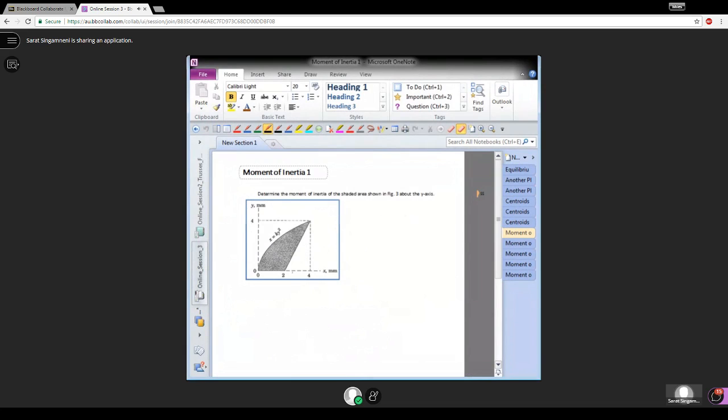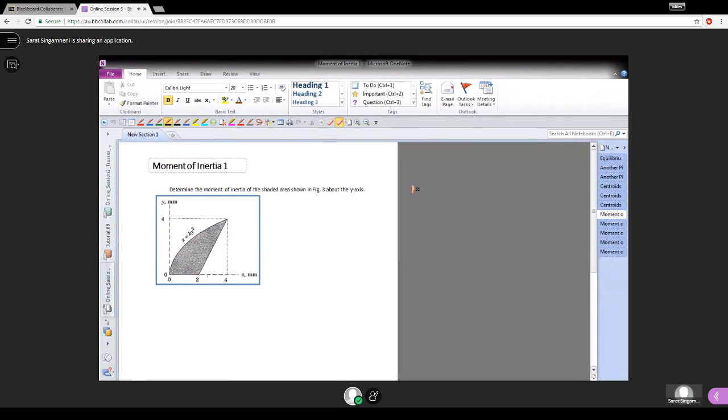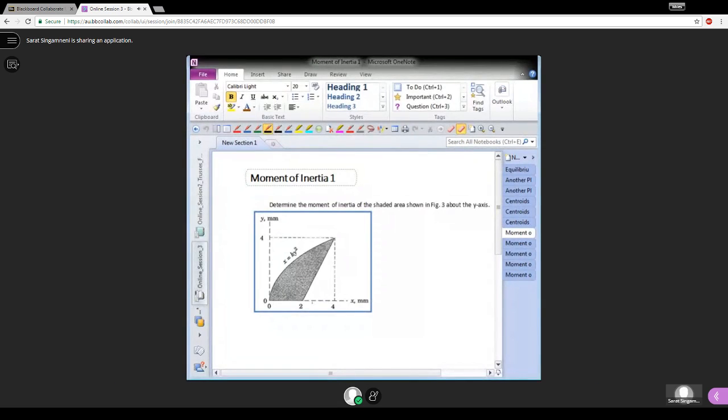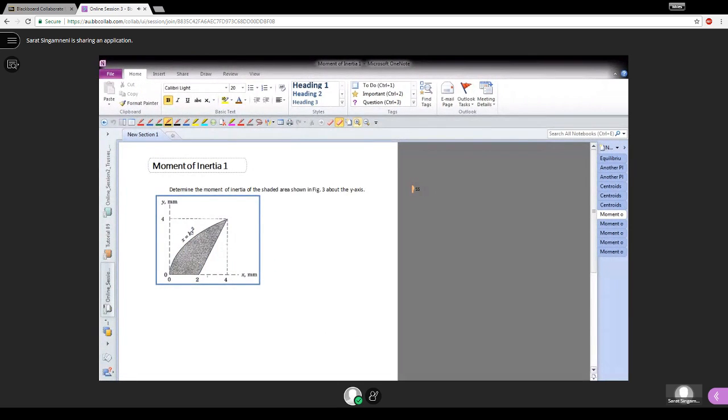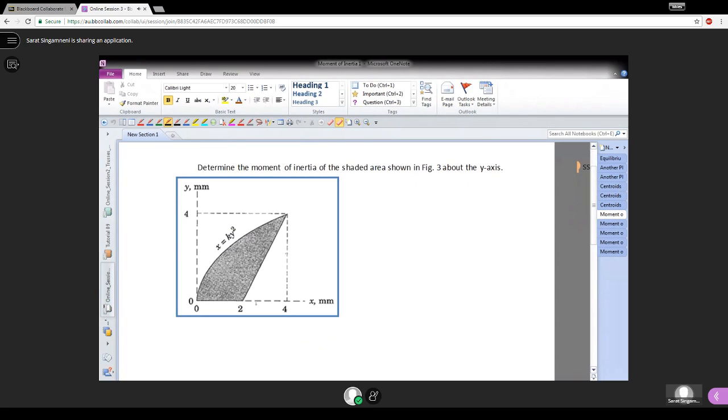So I have almost covered everything that is needed for you, and it is up to you to practice these problems now in the calculation of centroids. Now let me do this one. Determine the moment of inertia of the shaded area as shown in figure 3 about the y-axis.